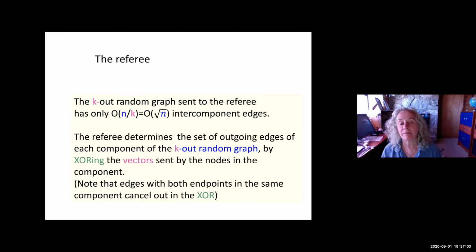Well, the referee takes a look at this k-out random graph that was sent to it. And we know, by our theorem, that there are only O of square root n intercomponent edges. So by looking at the vectors and taking the XORs of all the vectors in any single component in the random k-out graph, it can determine all the edges leaving that component, because all the intercomponent edges make up no more than square root n. So using this coding theory, it can take the XOR and uniquely figure out what the edges are leaving each component. So in that case, it can also figure out the connected components.